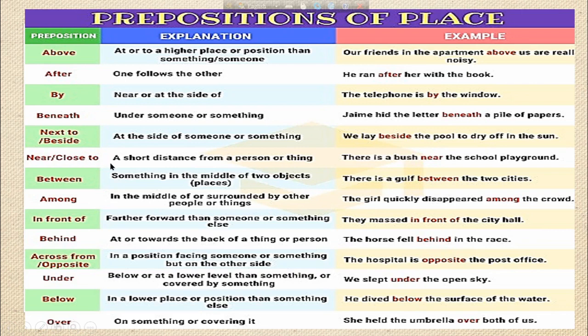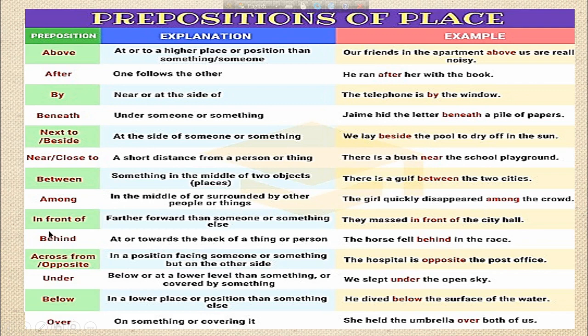Near or close to is used to mean a short distance from a person or thing. There is a bush near the school playground. Between is used to mean something in the middle of two objects. For example, there is a gulf between the two cities. Among is another preposition of place. It is used to mean in the middle of or surrounded by other people or things. The girl quickly disappeared among the crowd.